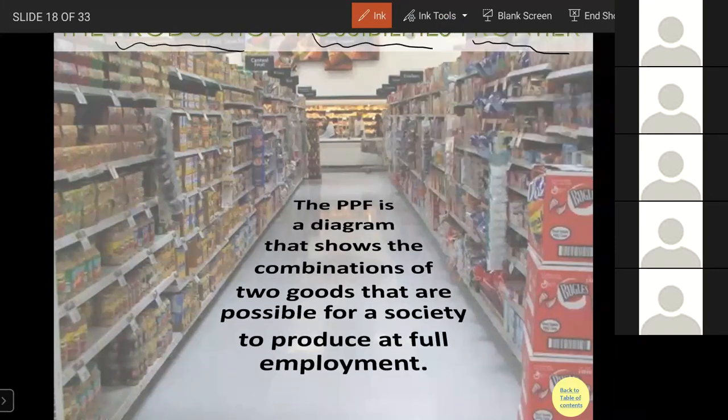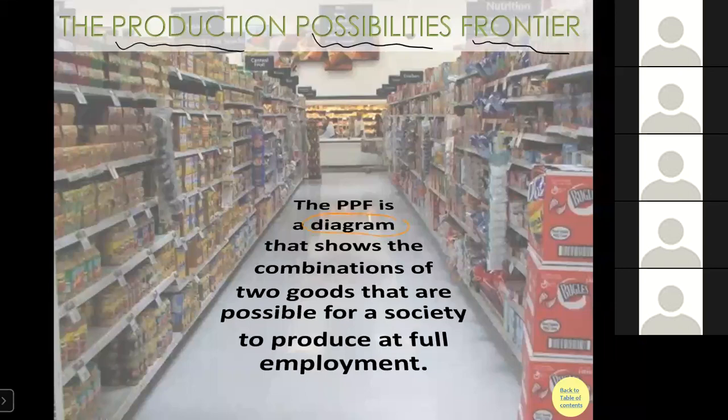Let me use different color to highlight. It's a diagram. First is a diagram that shows the combination of two goods. So this is a combination of two goods that are possible for a society to produce, at full employment. Let me just go one by one, highlight the importance or help you to understand how we interpret this concept. It is a diagram, meaning we are going to have a graphic of representation to understand this economic concept. This is number one, this is checked.